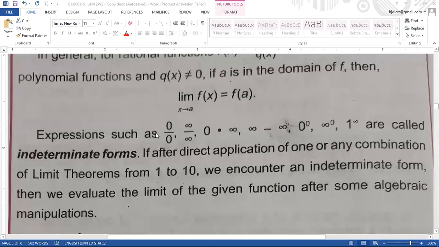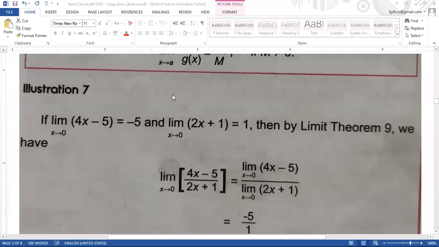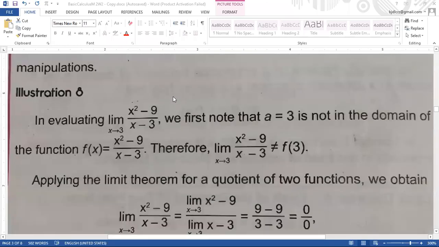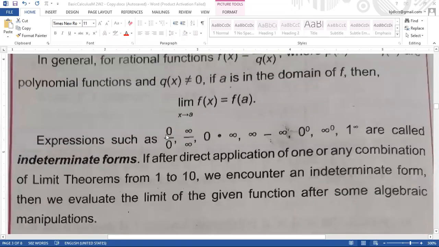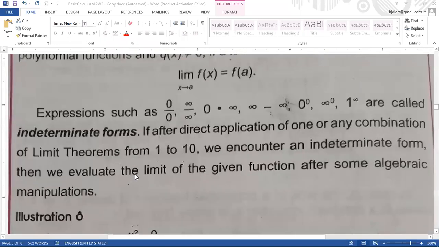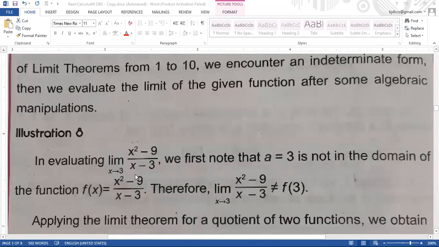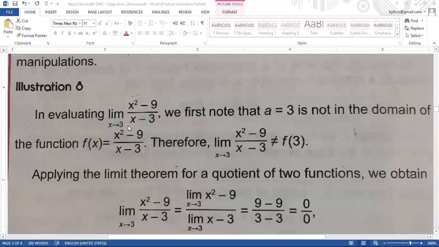So if we get an answer of 0/0, what is this? If we get answers like this, these are called indeterminate forms. Basta mga ingon ana. So in evaluating the limit of x squared minus 9 over x minus 3 as x approaches 3, we first note that a is equal to 3.